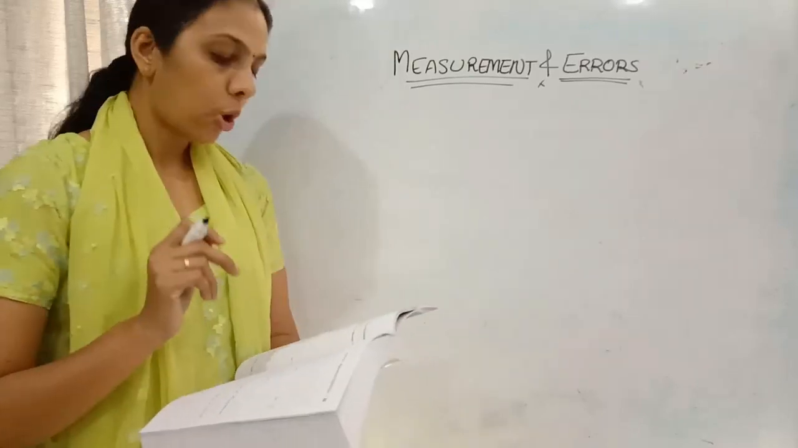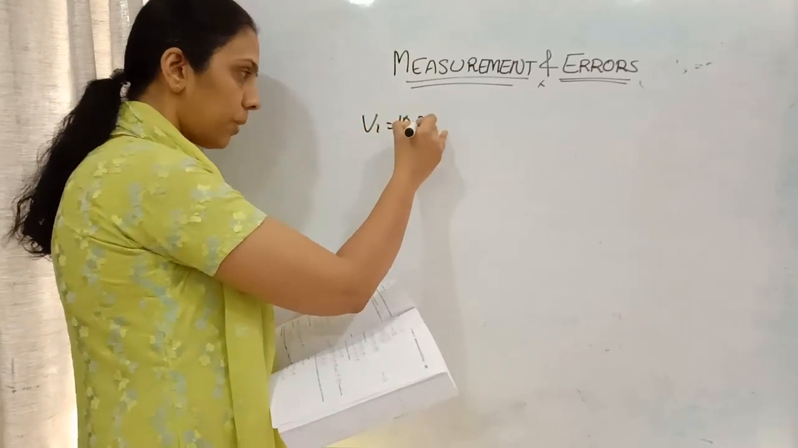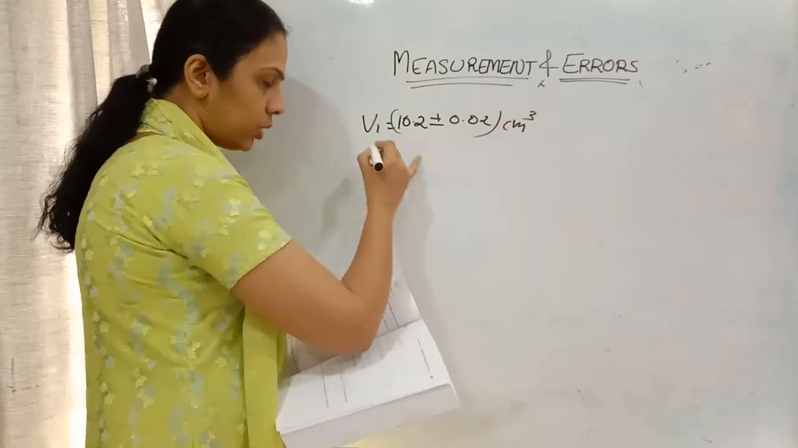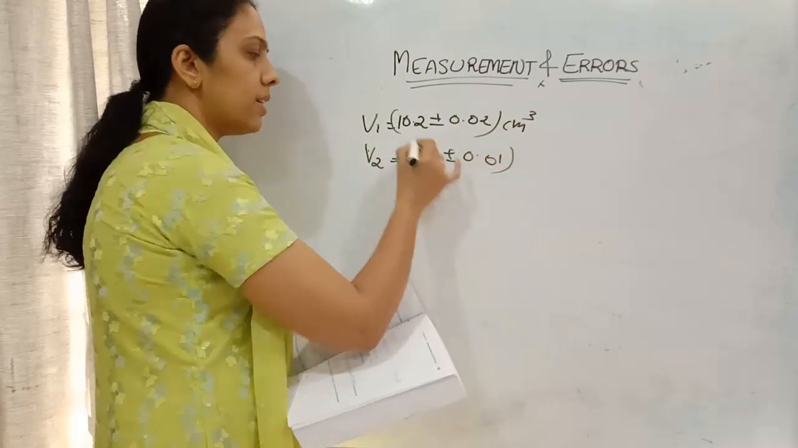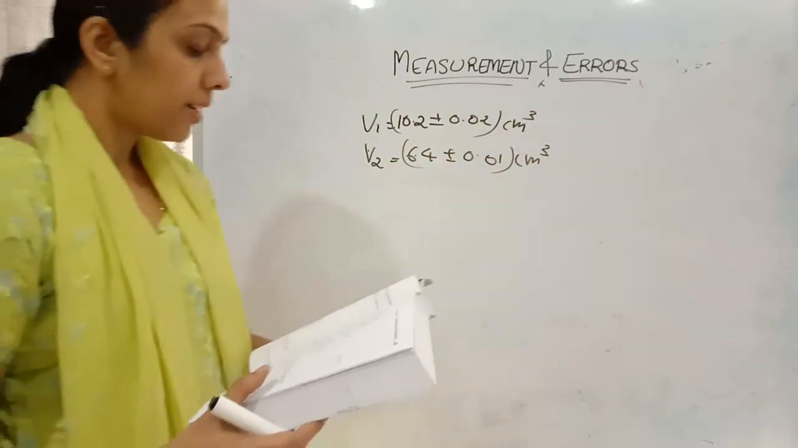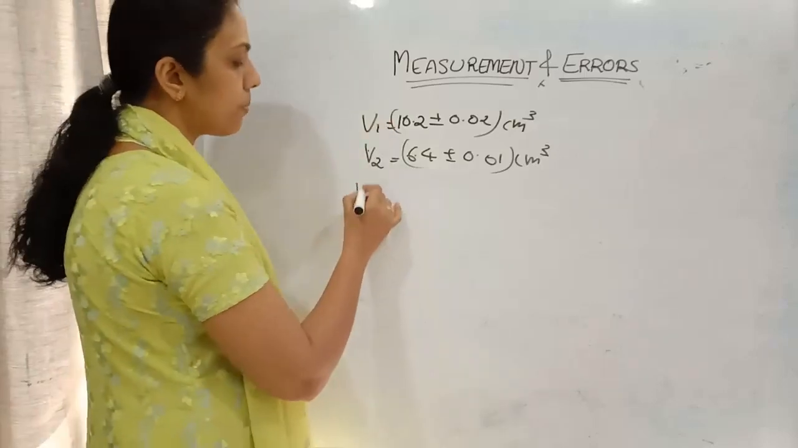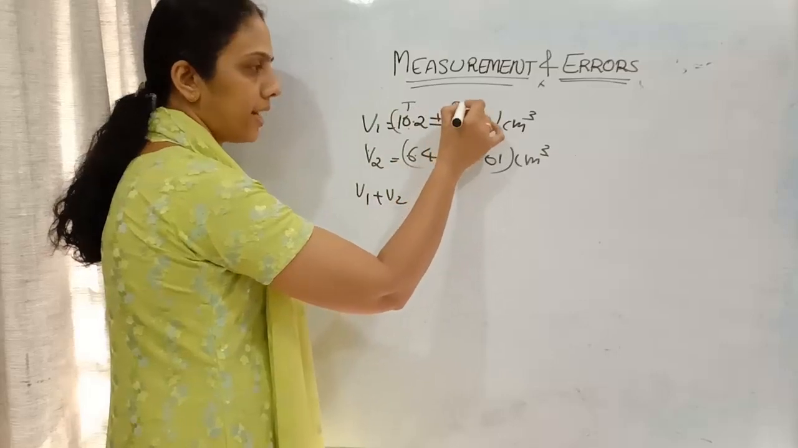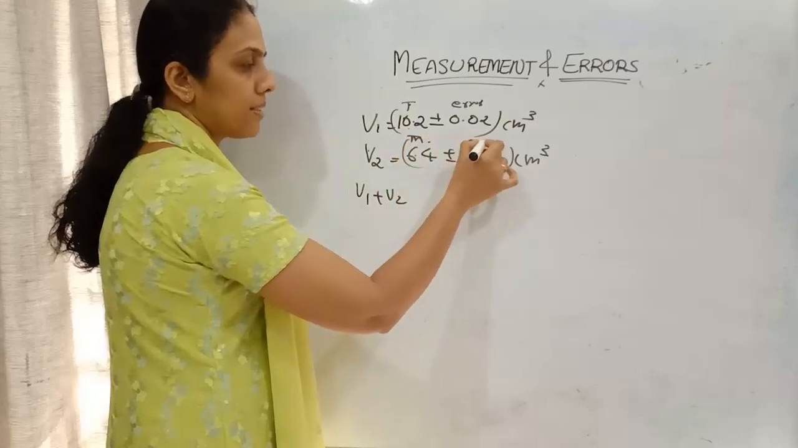Here the volumes of two bodies are measured to be V1 equals 10.2 plus or minus 0.02 centimeter cube and V2 is given as 6.4 plus or minus 0.01 centimeter cube. These are V1 and V2. We should find out the sum and difference of volume with error limits. So sum means V1 plus V2. For that, first this is the measured value and this is the error.